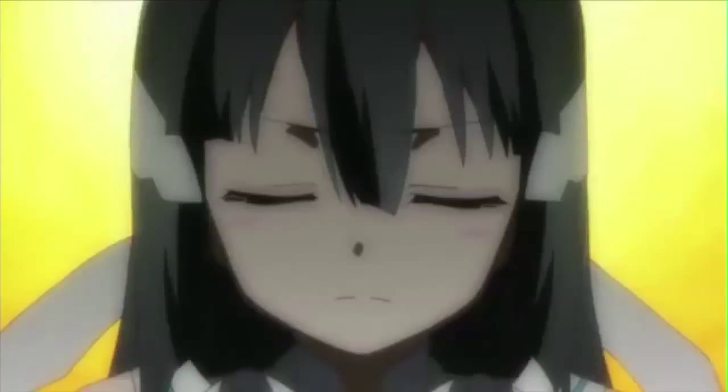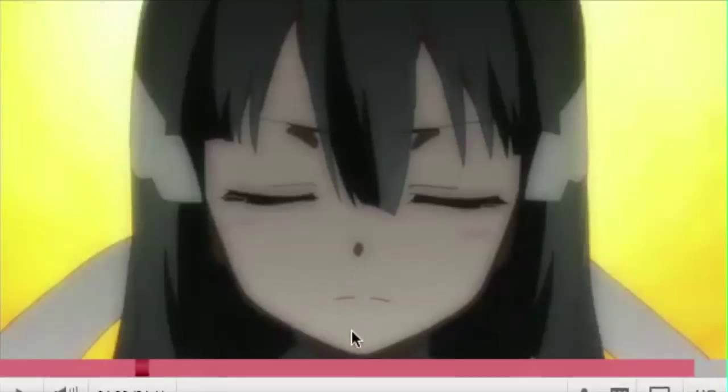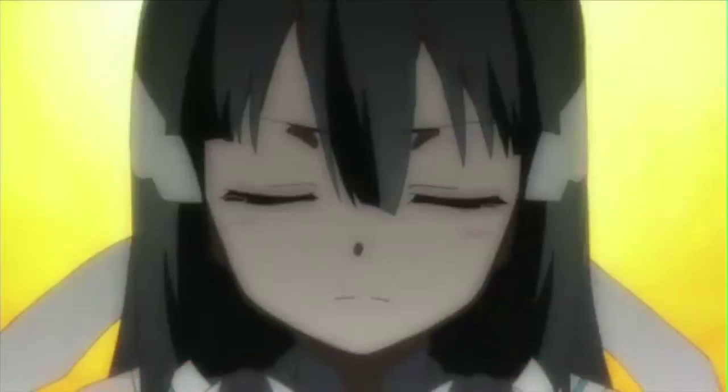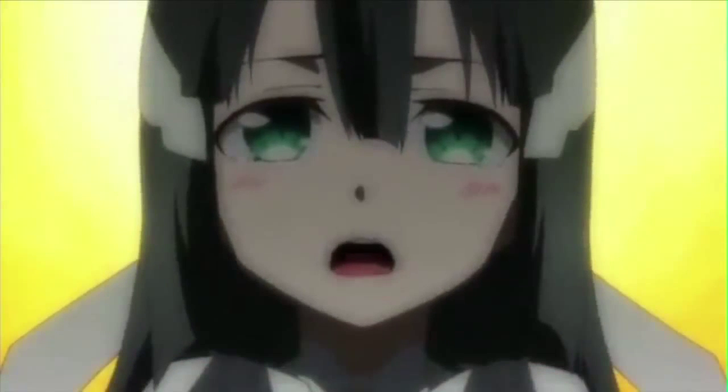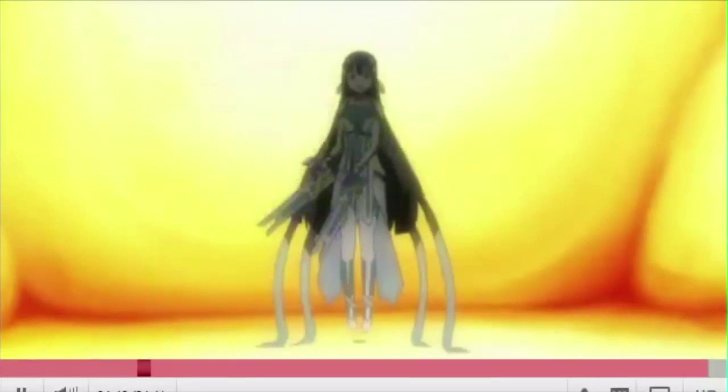This is an extreme close-up. Character is centered. And we only have one thing in the shot to look at. Cut to a full.